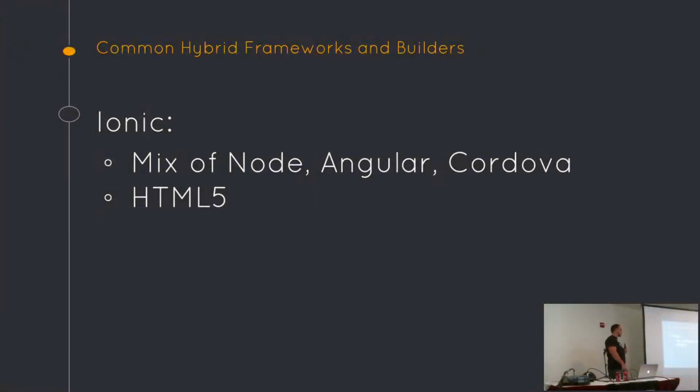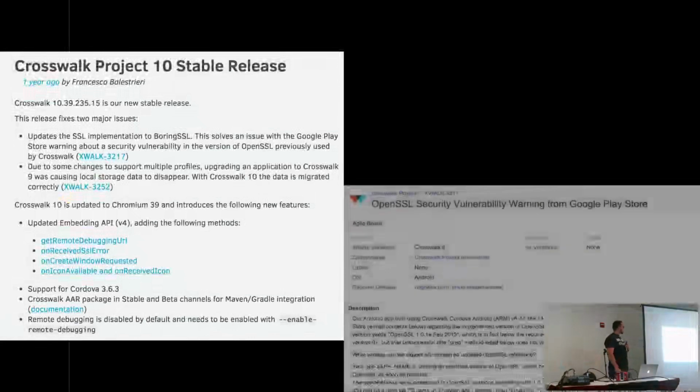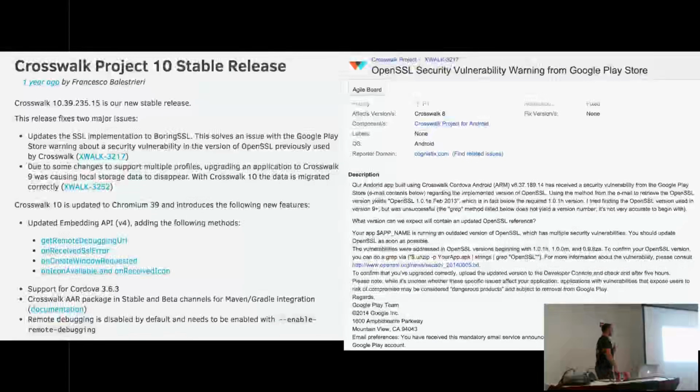So another framework is Ionic. Again, HTML5, JavaScript. It's heavy on Node and Angular, and it hops on the Cordova bandwagon using their runtime and their plugins, but also gives you additional APIs. So people are just basically rolling out their own frameworks and their own things that make life easier for them to build applications. So here's an example of some vulnerabilities within Crosswalk, mostly to do with OpenSSL, confidentiality, and encryption.